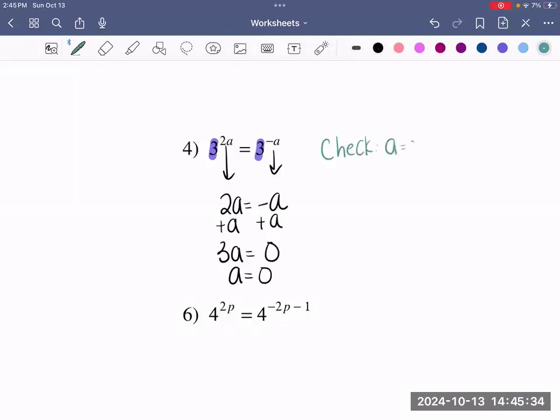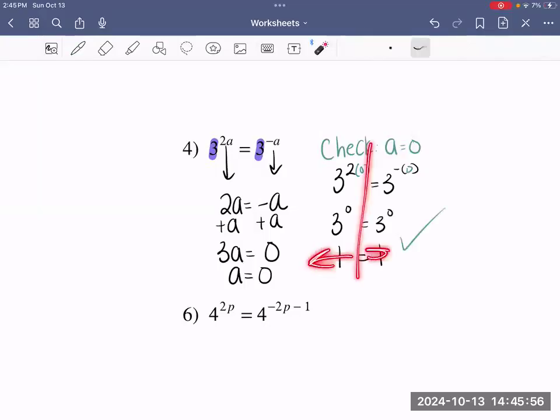So we're just saying that we're assuming that a is now equal to 0. So 3 to the 2 times 0 is equal to 3 to the negative 0. Well, anything to the 0 power, because it'll be 0 on both sides, notice that they are already equal, but anything to the 0 power is going to be equal to 1. And because both sides of the equation mean the same thing, we have it correct.